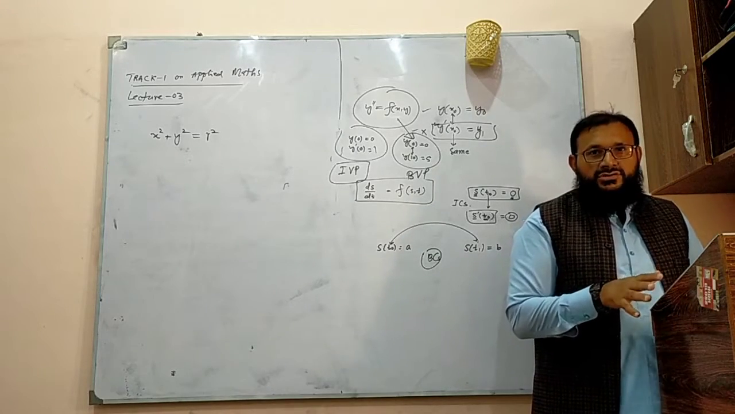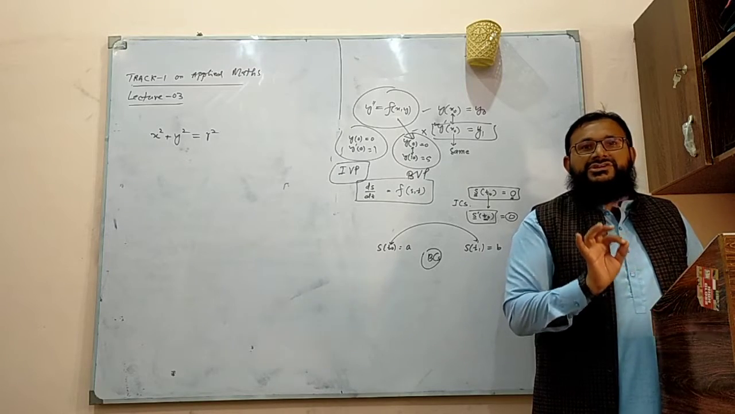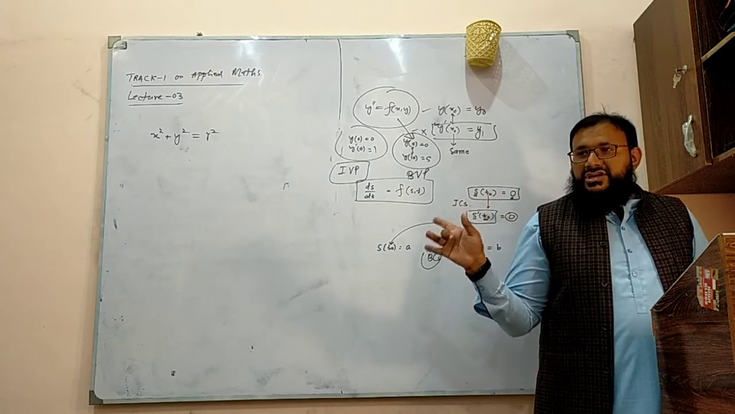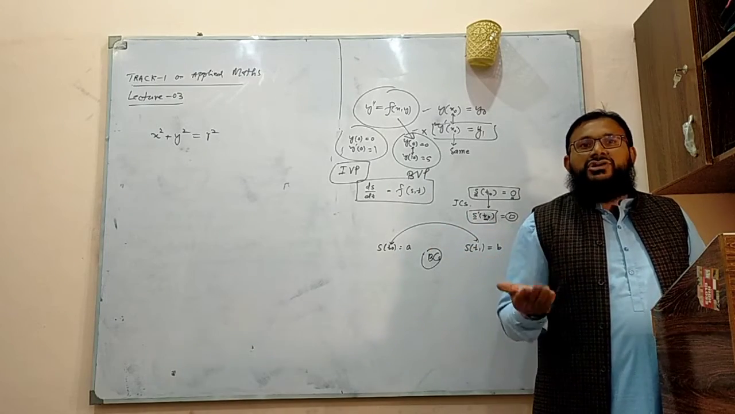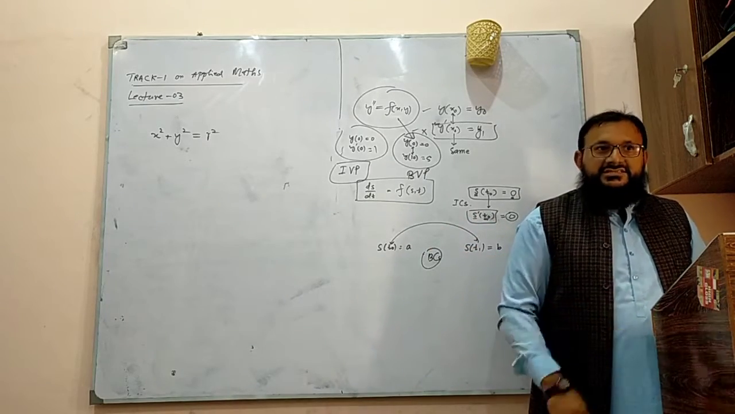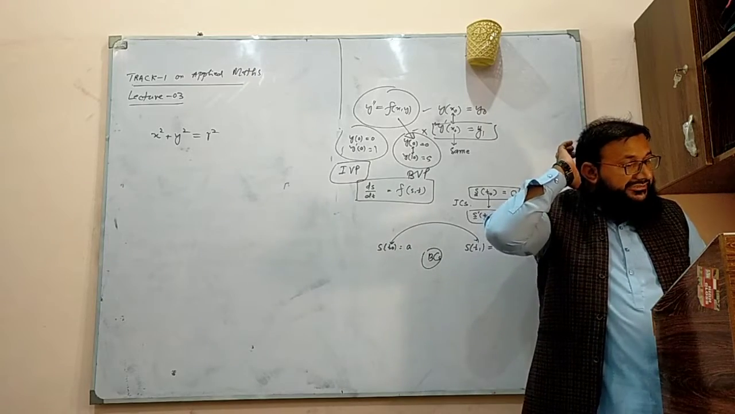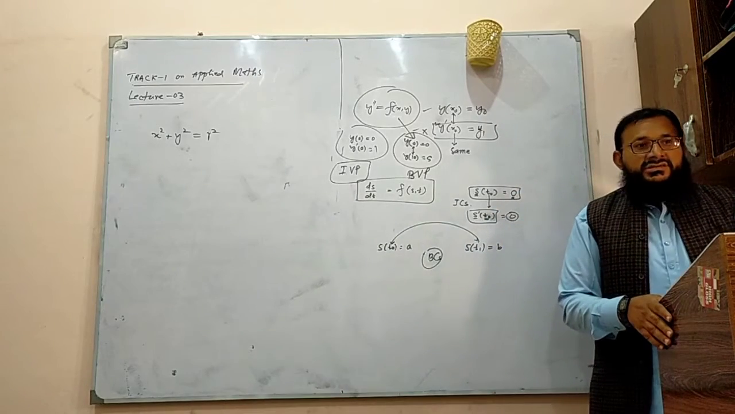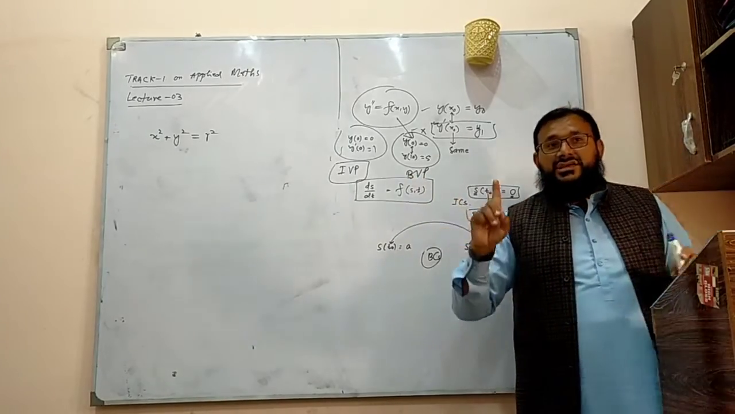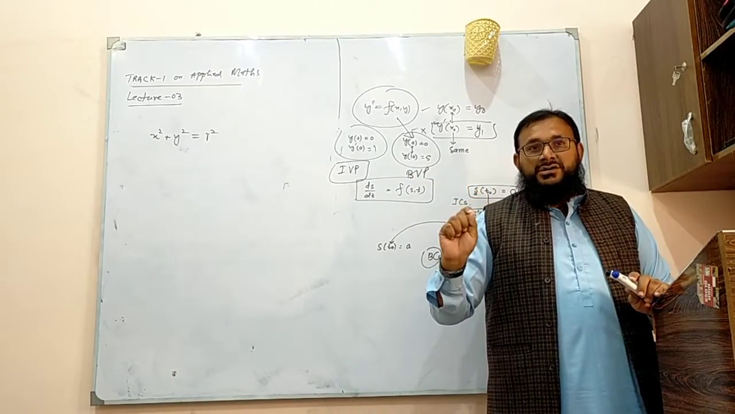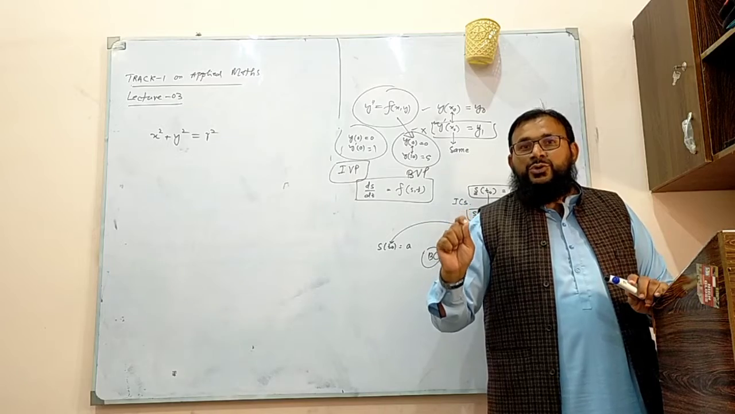Then what is your goal? Eliminate the arbitrary constant. What is the arbitrary constant over there? R. Eliminate that. How to eliminate? Differentiate. And how many times can you differentiate? It depends upon the number of arbitrary constants. How many arbitrary constants are there? One. What is that? R. So you will differentiate only once.